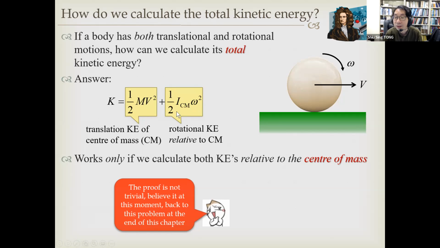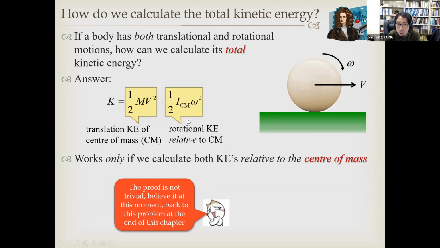If you calculate everything with respect to the center of mass, the kinetic energy can be written as a sum of two terms. It nicely separates the translational kinetic energy and the rotational kinetic energy. They simply add up together. That is a nice expression. But this expression will work only if the KE is calculated relative to the center of mass. If you calculate with respect to another point, this equation will not work.